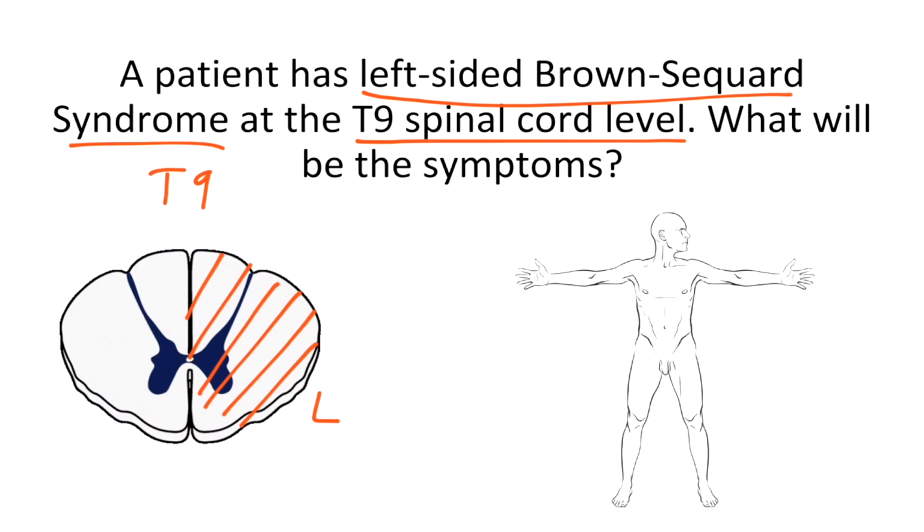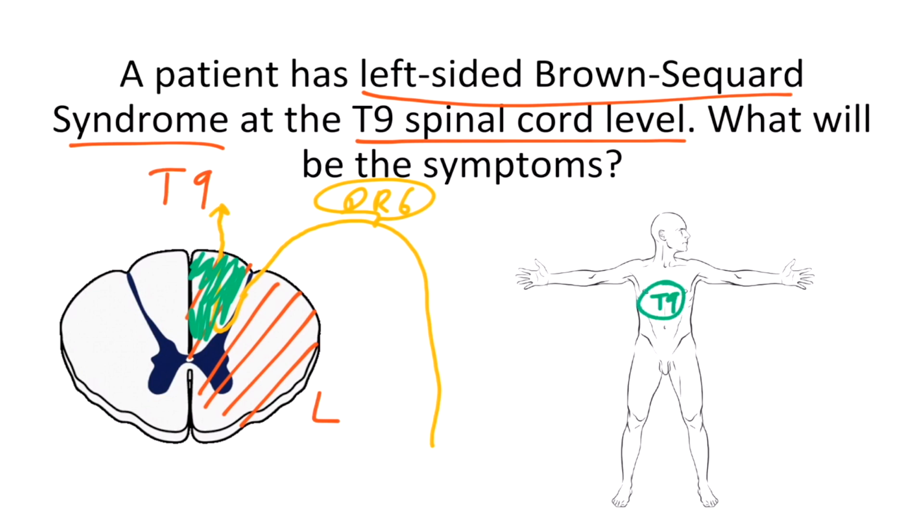First let's think of the dorsal column, which enters through the dorsal root ganglion, and then it doesn't synapse but just stays ipsilateral and goes up. So if the dorsal column is damaged, this portion right here, then everything below the T9 level would experience loss of vibration and proprioception. So if we draw T9 right here, we would expect the patient to have lost vibration and proprioception everywhere on the ipsilateral side below the T9 spinal cord level. So we'll write loss of vibration and proprioception.